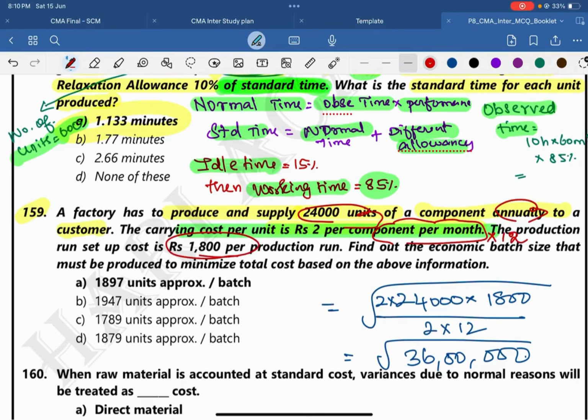Production batch is given. The formula is 2AB divided by C, or O or C, whatever. The formula is simple. If you don't even remember the formula, you can do root of 2 into 24,000 annual components, divided by the setup cost, 1800. 2 into 12, this 12 is nothing but months. If you calculate the root of 36 lakh, you will get 1897, with some decimal values. Approximately 1897 units per batch.